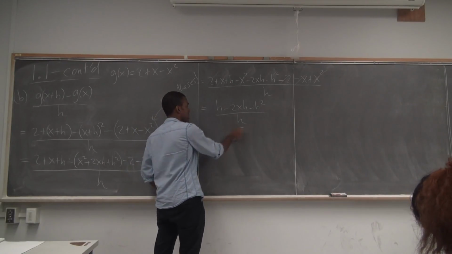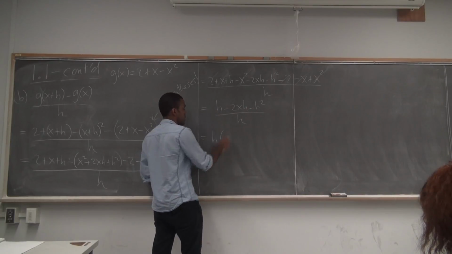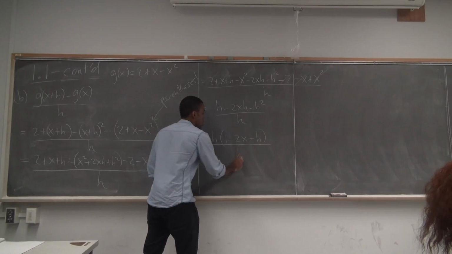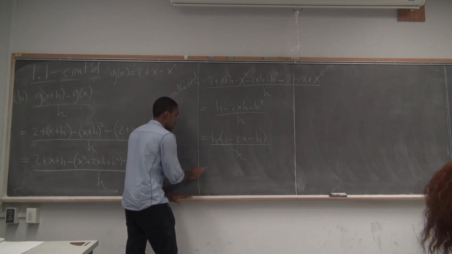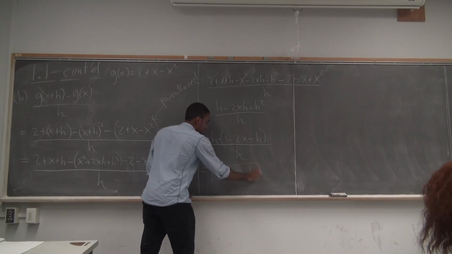Factor out the h. Remember, we're not done until that h dies. So we can factor an h from the top, it's a common term. 1 minus 2x minus h over h. There's multiplication, which means I can cancel across it. So my final answer is that expression.